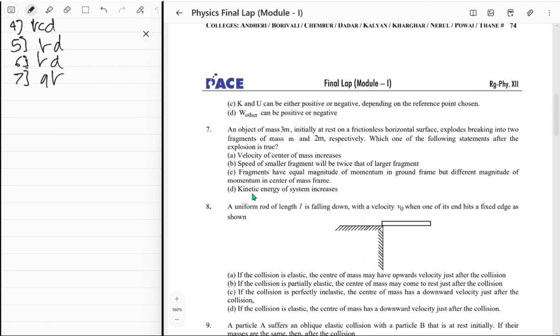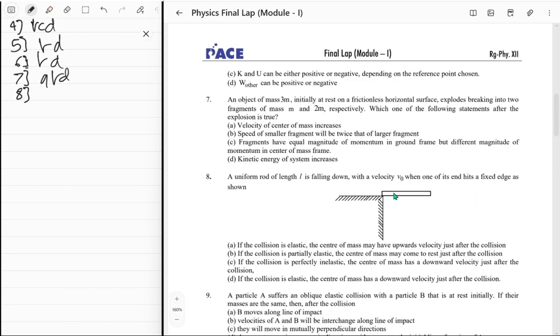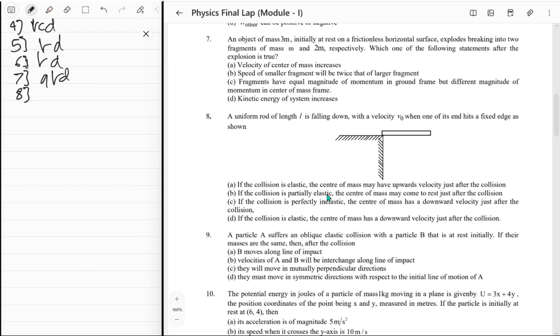Kinetic energy of the system increases. Yes, because it went from rest to moving. So D is correct. And eighth question. A uniform rod of length L is falling down with velocity V naught when one of its ends hits a fixed edge as shown. If the collision is elastic, the center of mass may have upwards velocity just after the collision. If the collision is partially elastic, the center of mass may come to rest just after the collision.